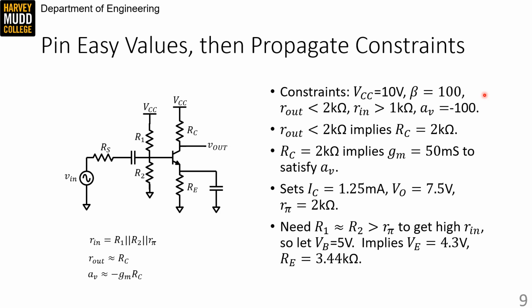So we write VE equals IE times RE, and remember that IE is about the same as IC, which lets us say that RE should be 3.44 kiloohms. That's a pretty specific value for a resistor, which arose because we had to take a funny number, 4.3, divided by another funny number, 1.25. So we might not be able to find a resistor of value 3.44 kiloohms lying around in lab.